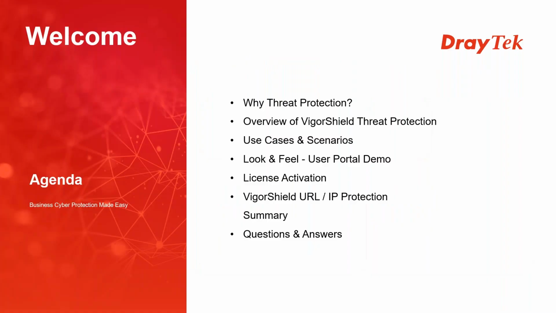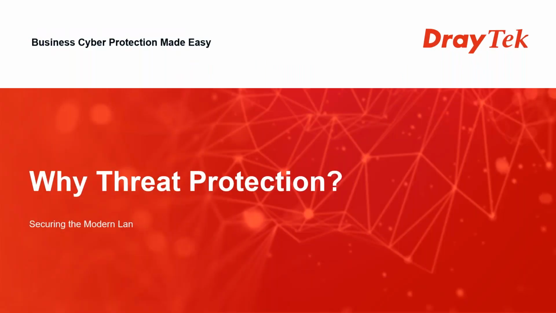Just run you through the agenda for today. We're going to start off by explaining why threat protection is needed, then an overview of threat protection and the use case scenarios, and then a live overview of the look and feel through the user portal, a recap on license activation, and then a quick overview of the other part of VigorShield, which is the URL IP protection, which is a separate product, but I'll explain that, and then we have a summary and then the Q&A at the end. But let's move on to the main presentation.